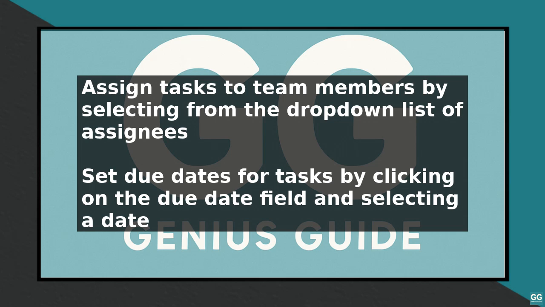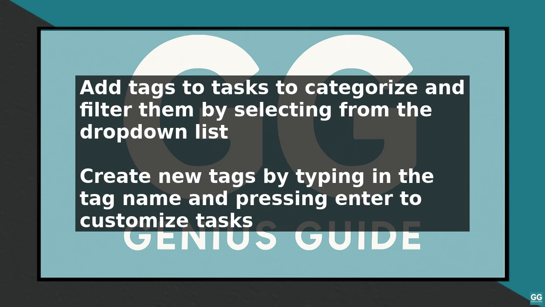In addition to task assignments and due dates, Monday.com also allows you to add tags and priorities to your tasks. Tags help you categorize and filter tasks, while priorities help you focus on the most important tasks first. To add a tag to a task, click on the Tag field and select the relevant tag from the drop-down list. You can also create new tags by typing in the tag name and pressing Enter.